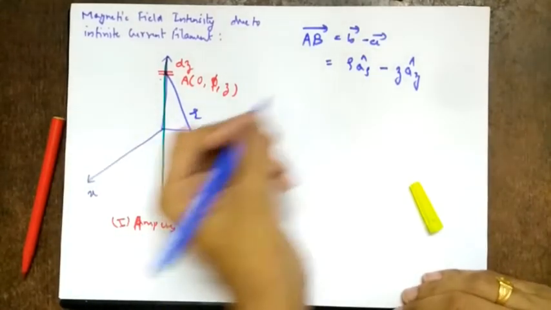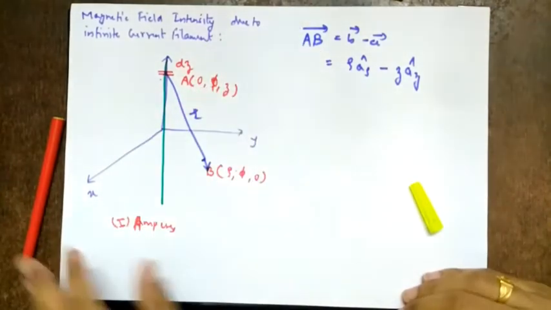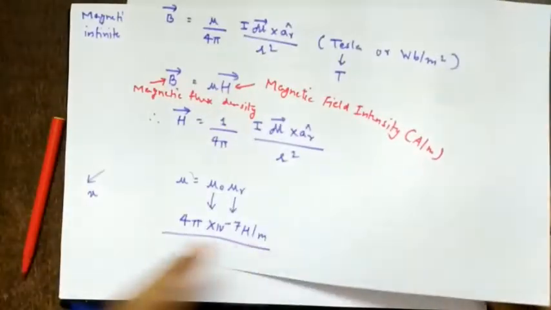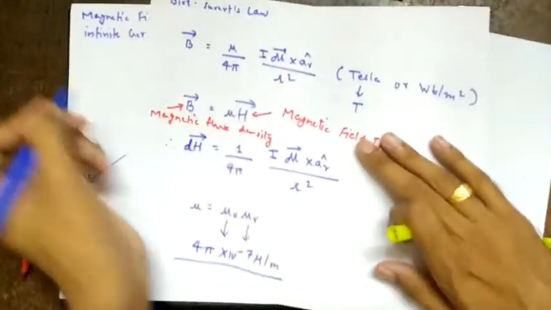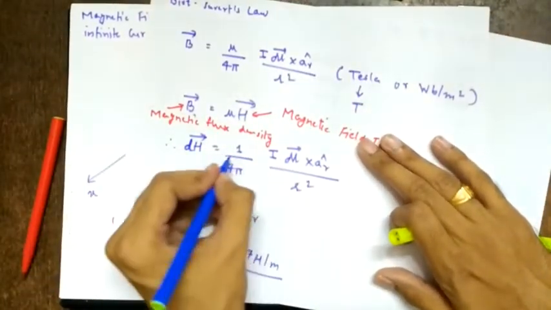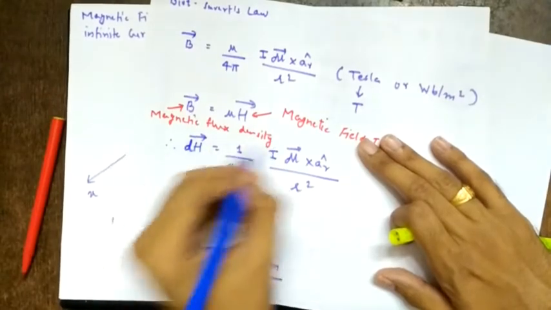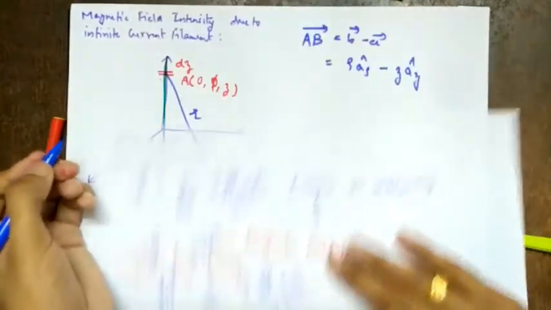Next we'll require r also. Why will we require r? Because we are finding the H vector, right? So in this case it will become dH vector for this infinite line charge. So dH vector will require 1 by 4 pi, which we have known. dL vector will become what?